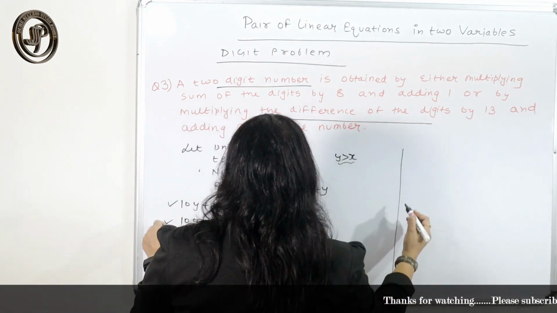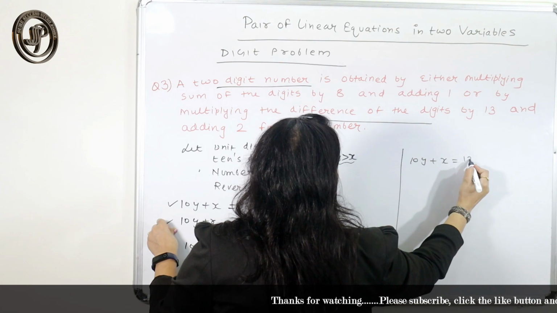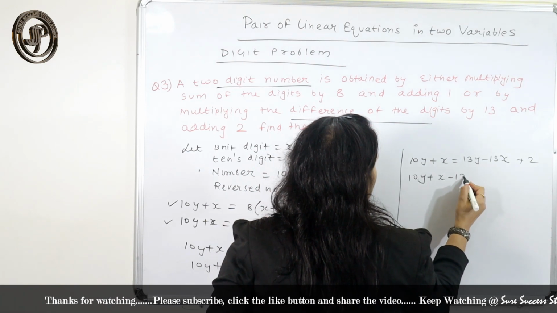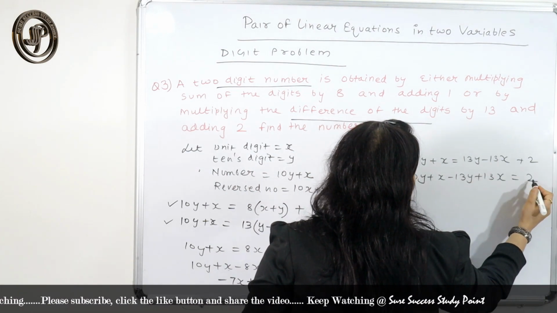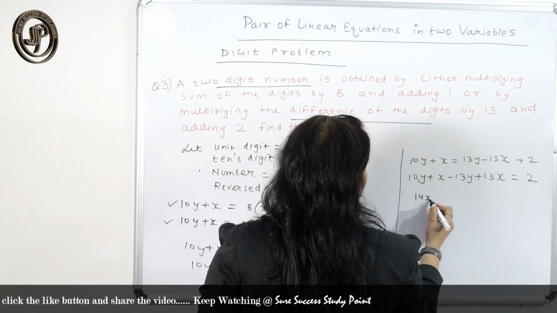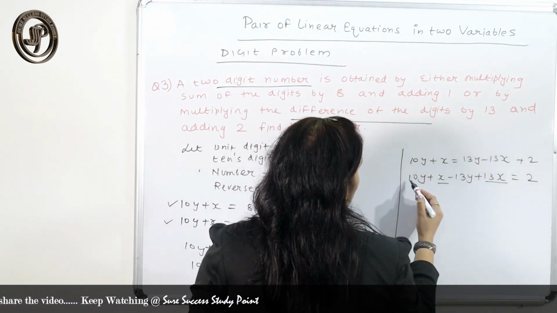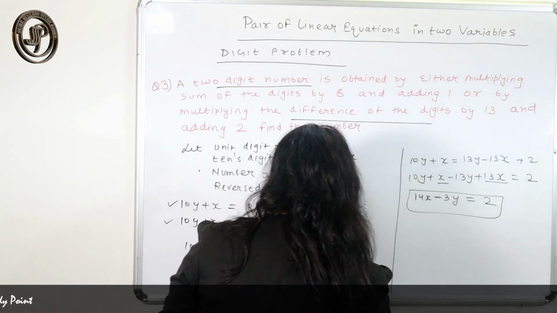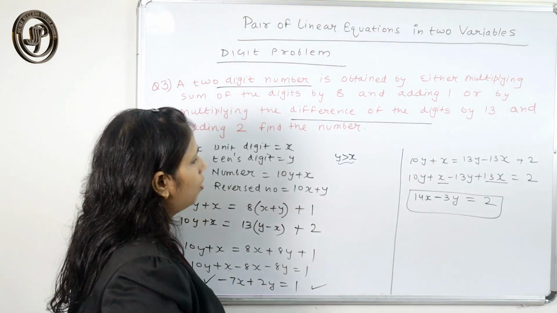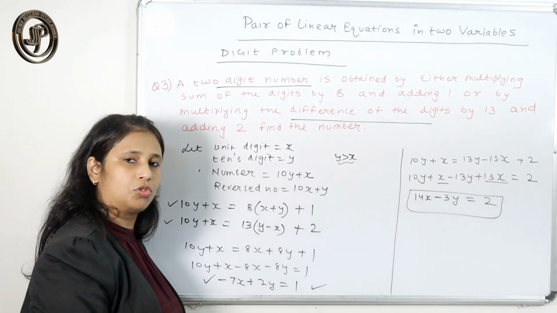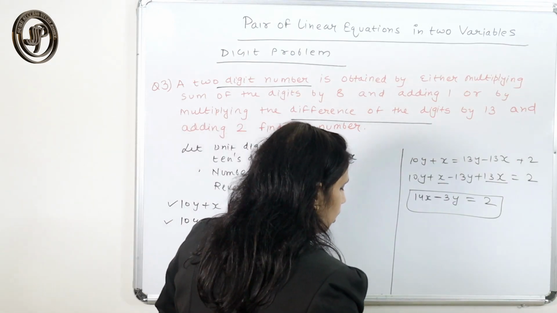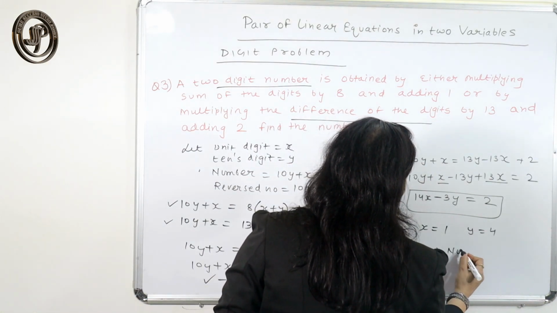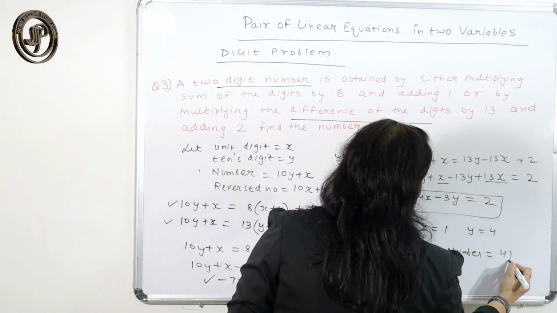Here if you solve this second equation, 10y plus x is equal to 13y minus 13x plus 2. So it is 10y plus x minus 13y plus 13x is equal to 2. So here you got 14x minus 3y is equal to 2. Here is your second equation and this is your first equation. Solve these two equations either by elimination or substitution method. Then you will get the value of x is 1 and y will be 4. Therefore, your required number will be 41.